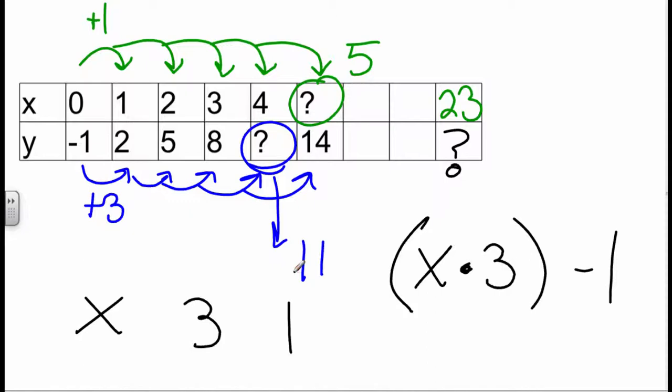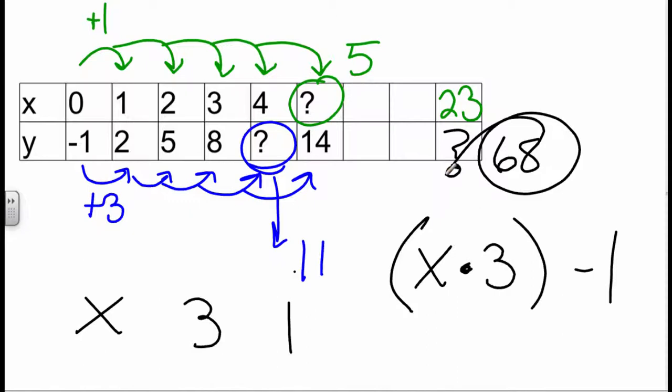What's the 23 times 3? 69. All right, 23 times 3 minus 1 is 68. That would be the answer here. That's what they want to get you to. They want you to find the pattern that lets you use the top numbers to find the bottom numbers.